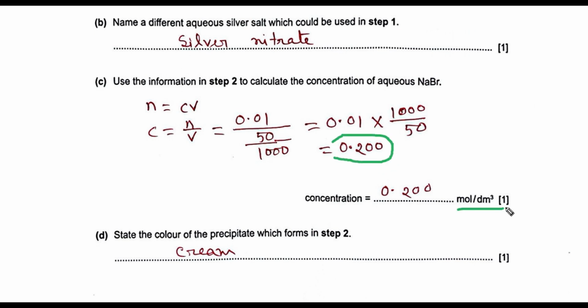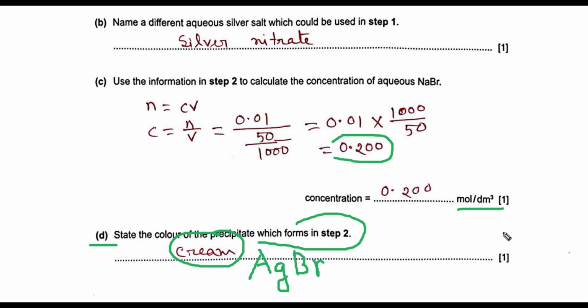This is the concentration. And number D, state the color of the precipitate which forms in step 2. In step 2, silver bromide is formed. So silver bromide is cream color, cream precipitate. Silver bromide, cream precipitate.